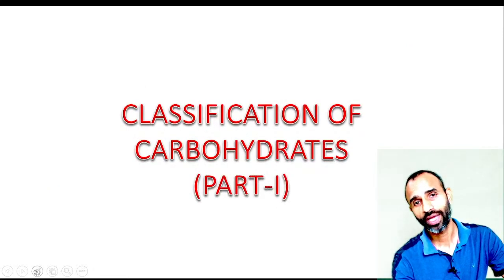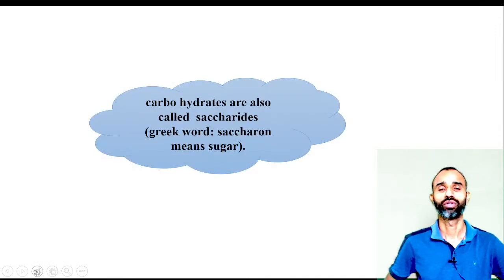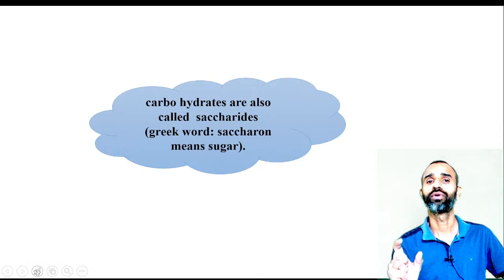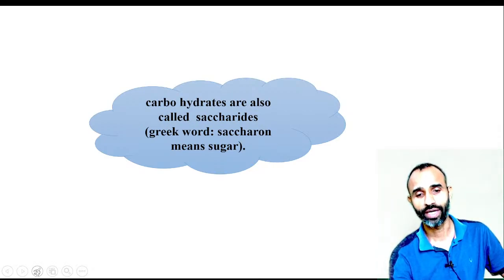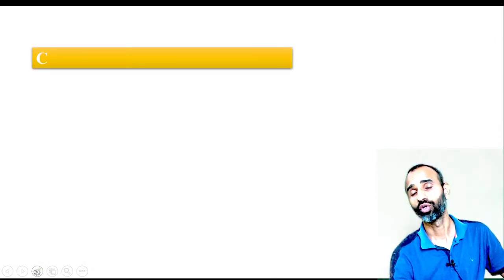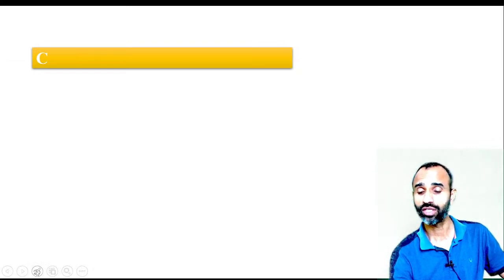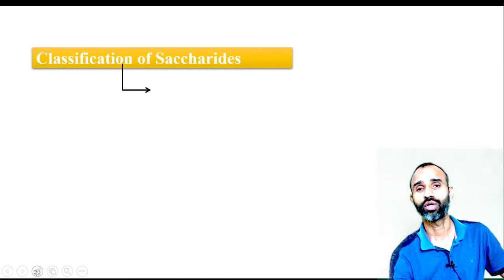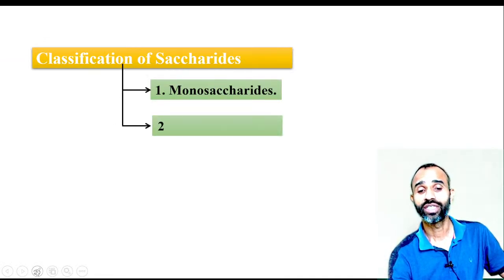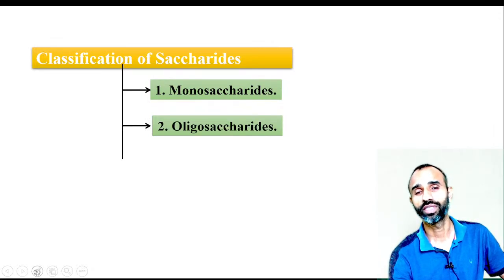Now if we classify carbohydrates, they are also called saccharides. Why are they known as saccharides? Because of the name sugar. They are sweet in taste. Most of them are sweet in taste, and those which are not sweet in taste are known as non-sugars. Classification of saccharides: they are monosaccharides, disaccharides, oligosaccharides, meaning they vary from 2 to 10 units, and polysaccharides.